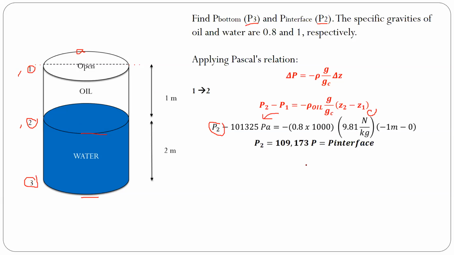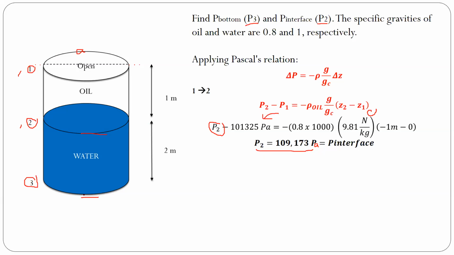So P2 therefore is 109,173 Pascal. That's the pressure at the interface. Take note that it is now larger compared to the atmospheric pressure above. As you go down, the pressure increases.